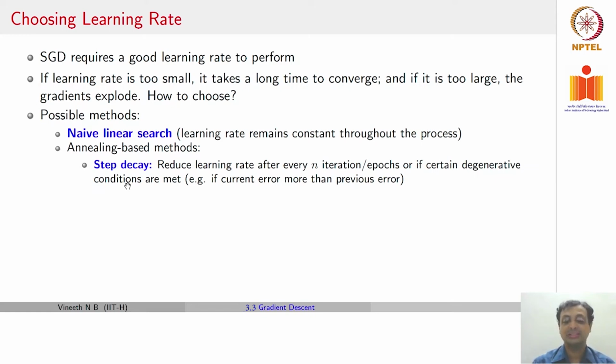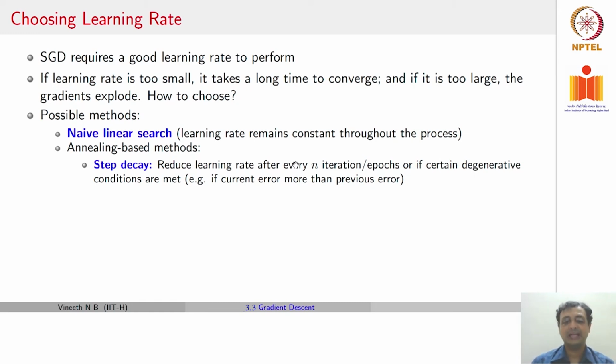One of them is known as step decay, where you reduce the learning rate after every n iterations, or if certain degenerative conditions are met. For example, if the current error is more than the previous error, which should not happen when you do gradient descent, you expect that the current error should always be lesser than the previous error. But when you do stochastic gradient descent, that may not be guaranteed because you're using only 20 data points to decide your gradient. So what you can do is keep reducing your learning rate after every n iterations. So that's one simple approach.